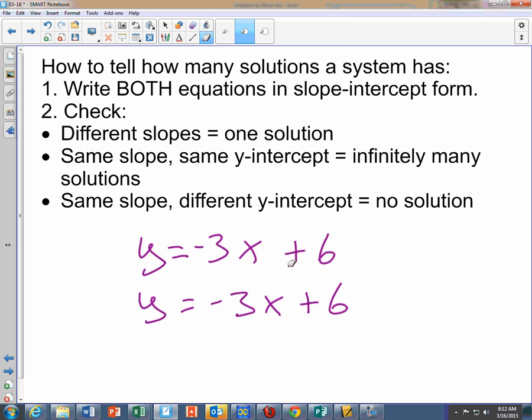But what if this was a negative? Do they have the same slope? Yes. Do they have the same y-intercept? No. Same slope, different y-intercept, we have no solution. Kind of see how this works? Okay. So you can get this without graphing or without solving.